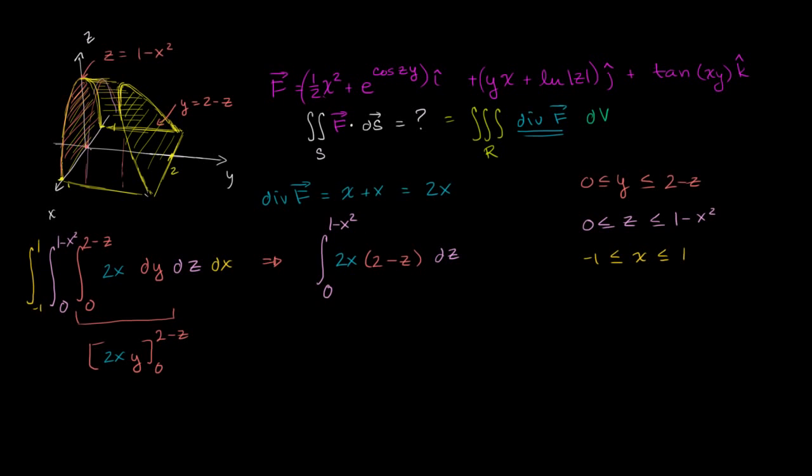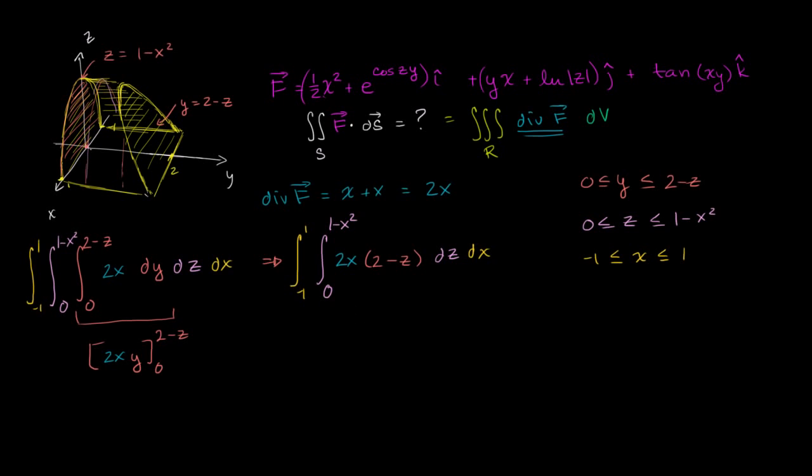And then after that, we're going to integrate with respect to x, negative 1 to 1 dx. So let's take the antiderivative here with respect to z. This you really can just view as a constant. We can actually even bring it out front, but I'll leave it there.